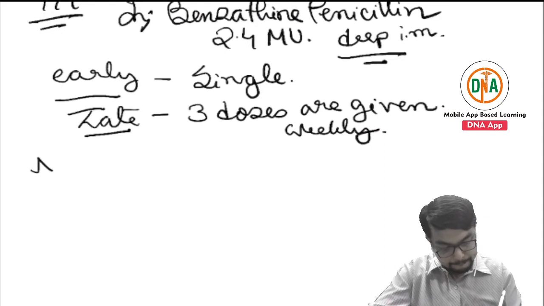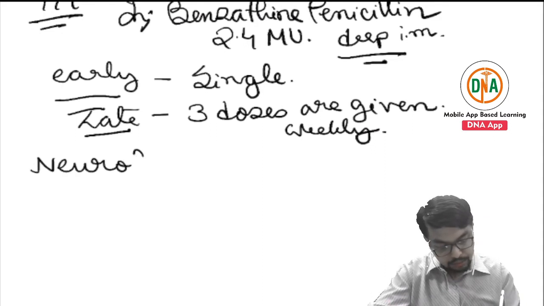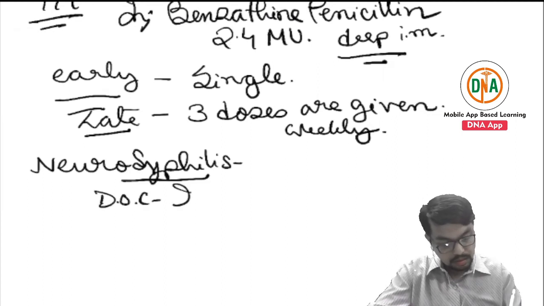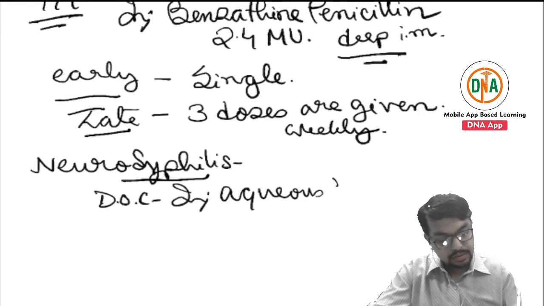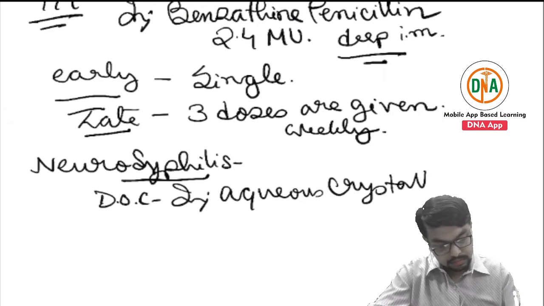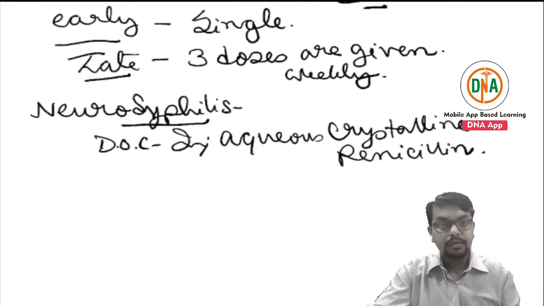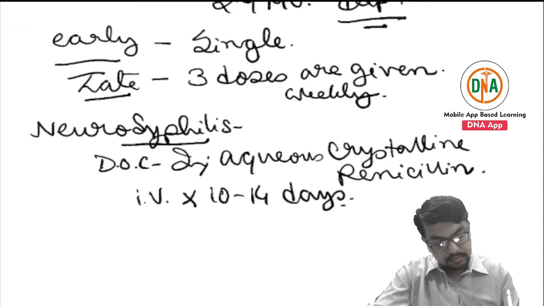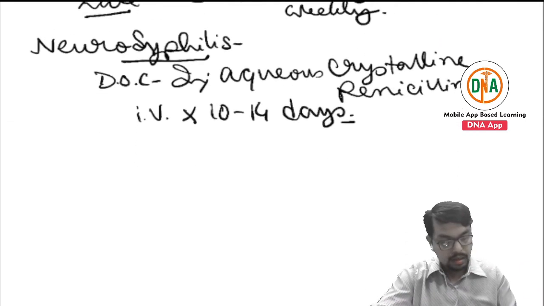Next, if it is a case of neurosyphilis, then the drug of choice is injection aqueous crystalline penicillin. It is given IV, intravenous, for 10 to 14 days.